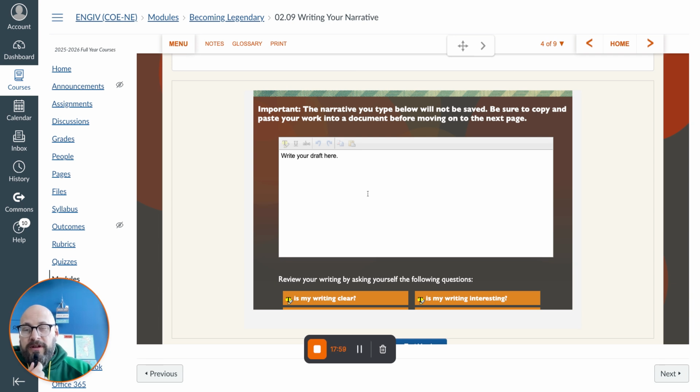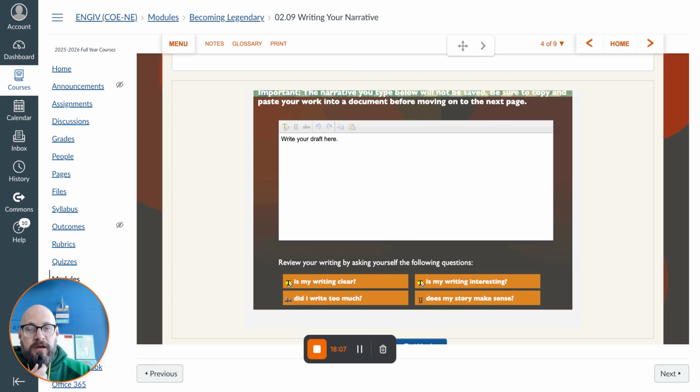Here, they're just giving you a text box for practice, and they're saying the narrative you type below will not be saved. Be sure to copy and paste your work into a document before moving on to the next page. Make sure that you do that if you are interacting with this piece. When you're done, I would suggest you put one paragraph in here, and then they're giving you these questions so that you can go through the process that we had just outlined previously.